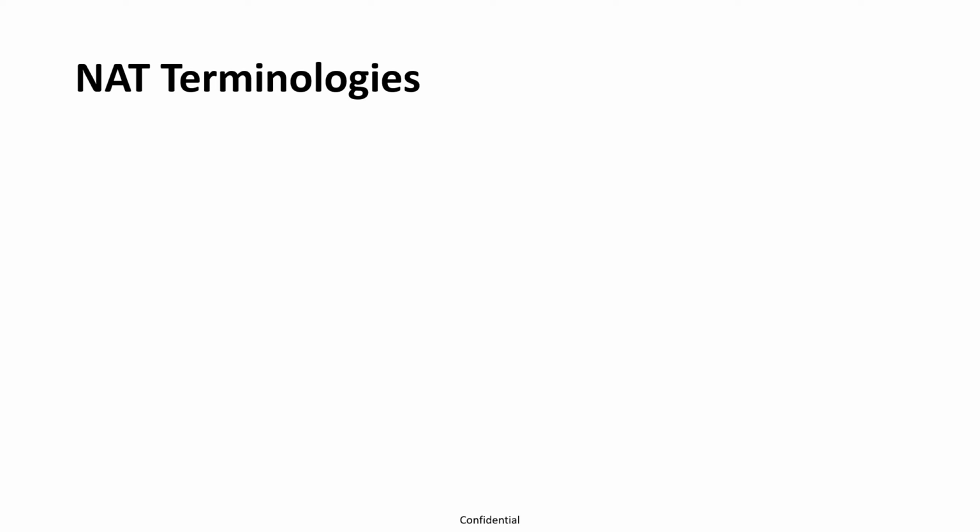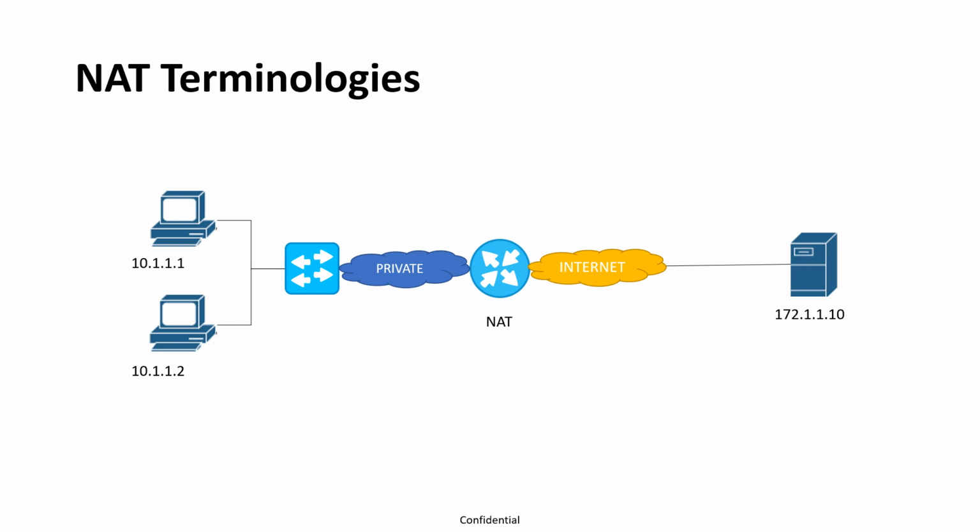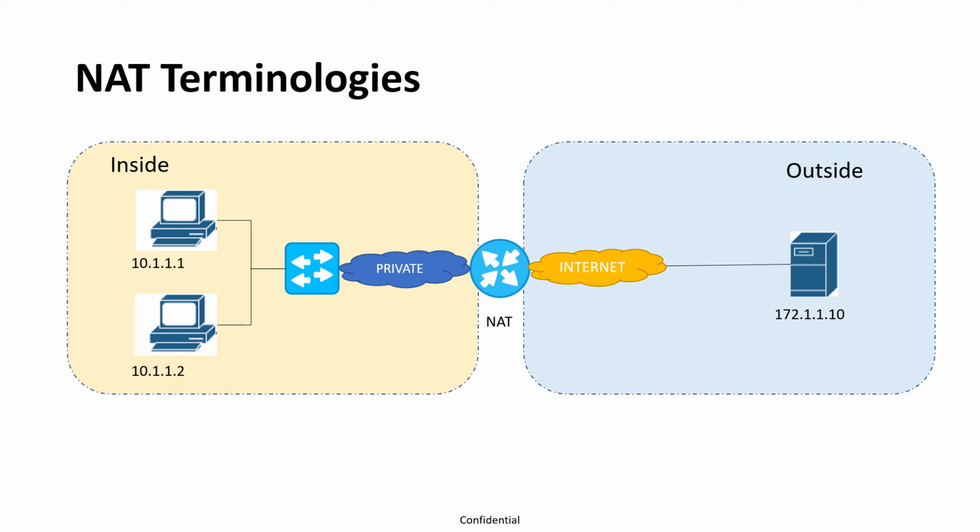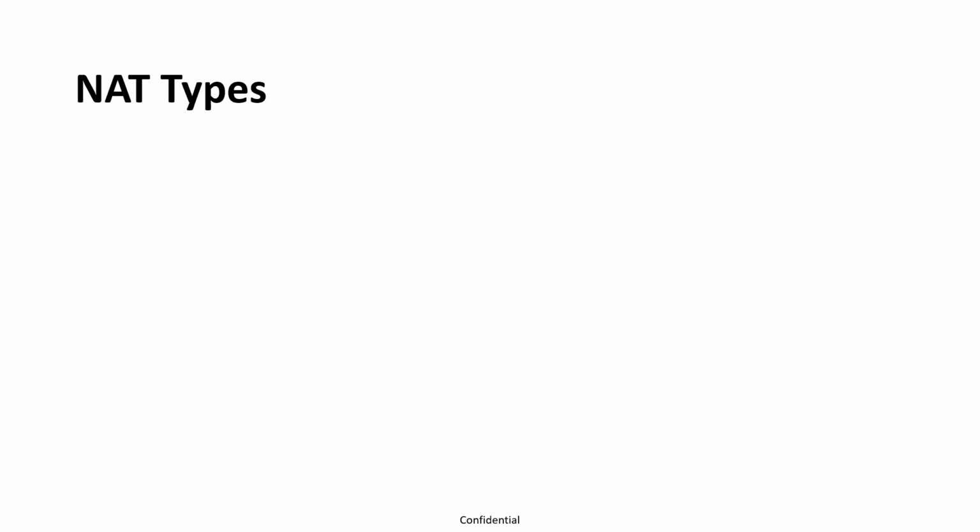Let's go ahead and discuss some of the NAT terminologies. Specific terms are used to identify the various NAT addresses and nodes. The enterprise network that uses private IP addresses and therefore needs NATing is the inside part of the network. And the internet side of the function is the outside part of the network. On the left side, you can see the inside part, and on the right side, you can see the outside part.